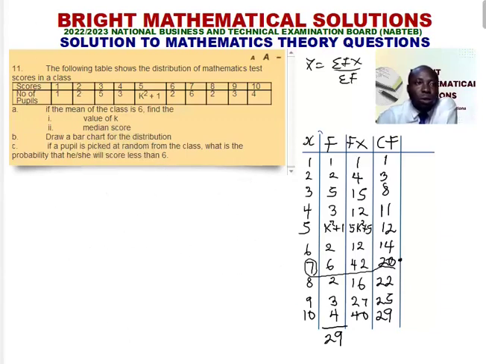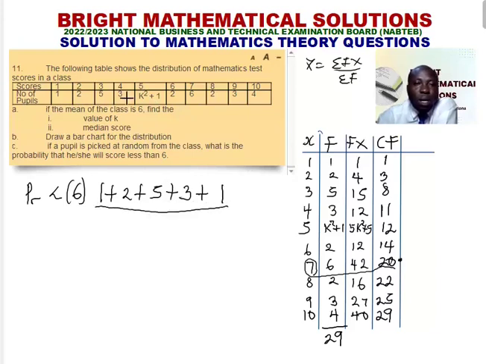So the probability of less than 6 will be, what is the frequency for less than 6? That is 1 plus 2 plus 5 plus 3 plus 1. Recall that our k is 0. So 0 plus 1 is 1. All divided by the total number of the frequency, which is 29.